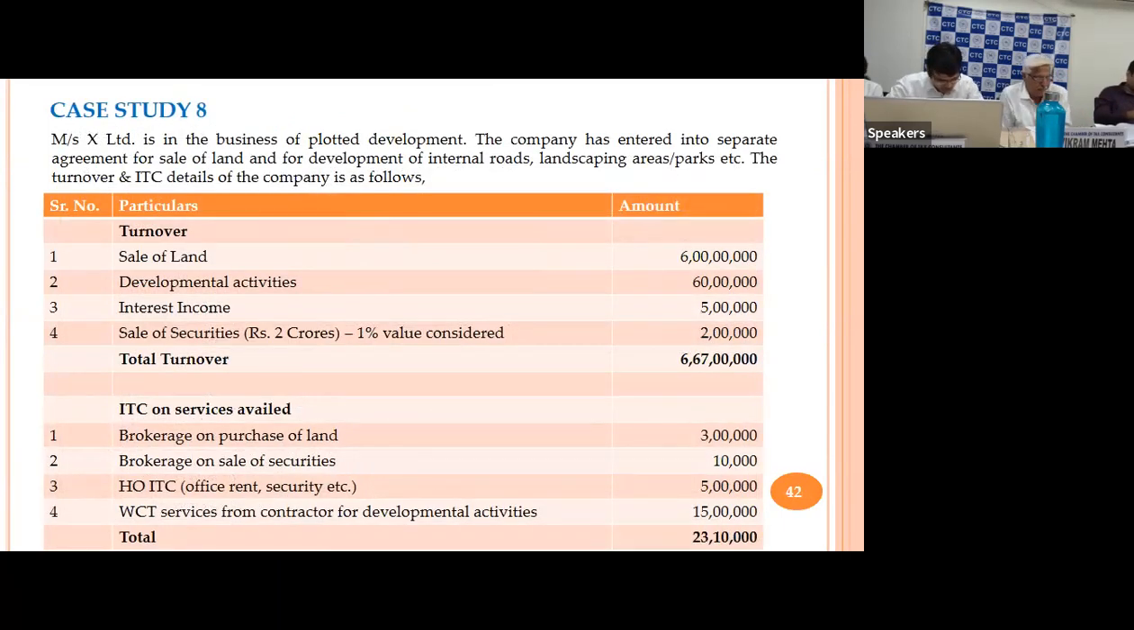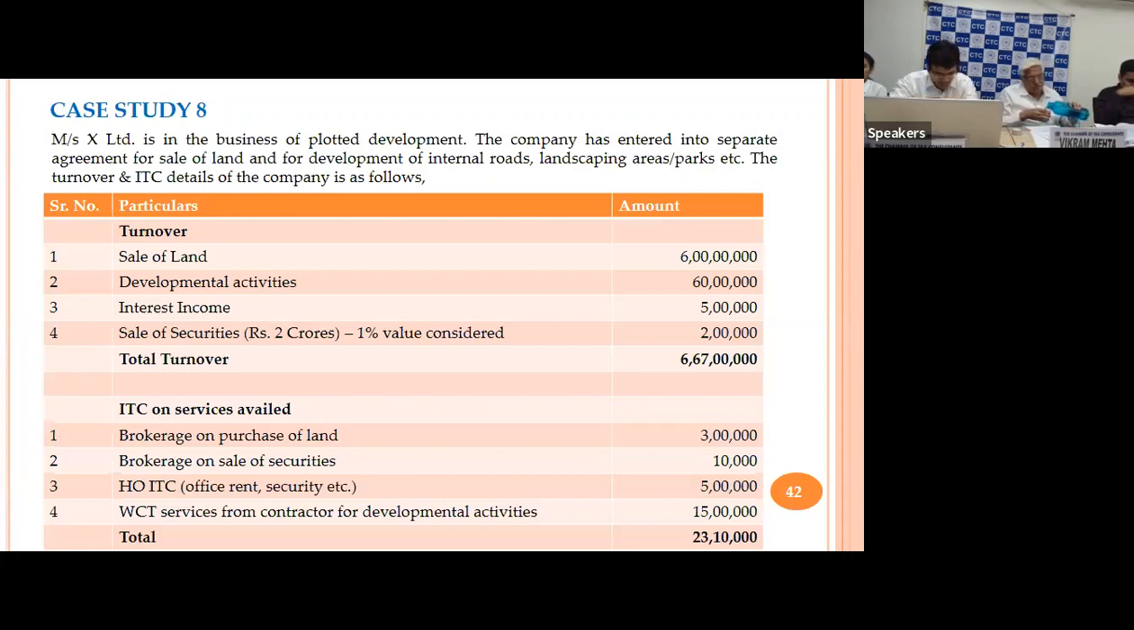Next is an interesting one and also a practical case study which has come to us. X Limited is in the business of plotted development. The company has entered into separate agreements for sale of land and for development of internal roads, landscaping, parks, areas. The turnover and ITC of the company is as follows. So basically in plotted development, you have sale of plotted land and then there are some amenities, some landscaping and all that thing, works contract is being done.